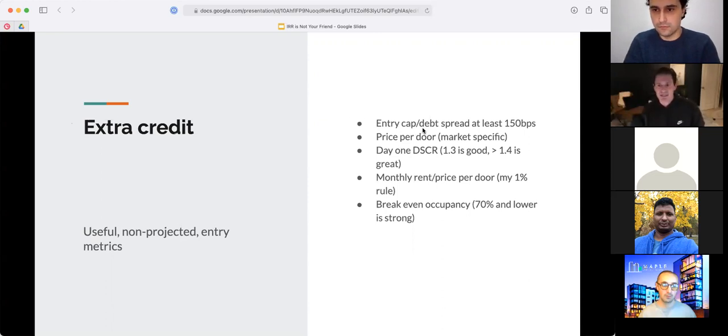So they can be things like your cost of debt, the spread between your cost of debt, your interest rate, and the cap rate, right? I want to see at least a 150 basis point spread between your interest rate and your cap rate. That's the minimum for me. I've seen deals where it's a little bit less, and again, everything shows a 14, 15% IRR, but I like to see a little bit of a spread there.